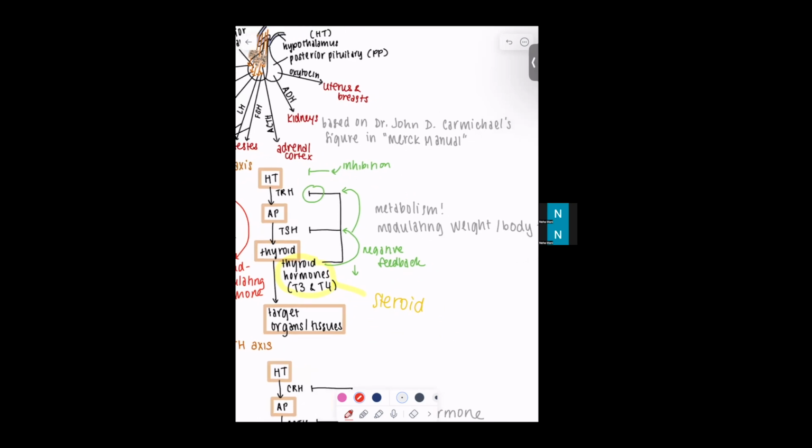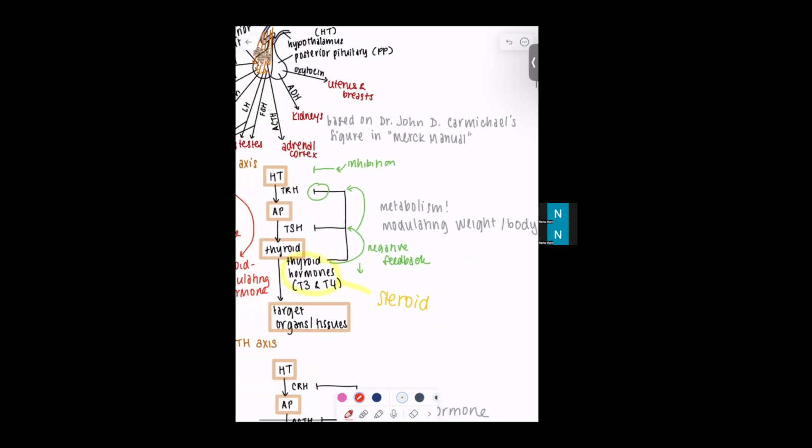Typically, thyroid hormones are really important for metabolism, so for modulating weight and body temperature and other things. Usually any sort of disorder involving either hyper or hyposecretion of these hormones, and we'll talk about that towards the latter half of this video, revolves around metabolic effects, so either gaining or losing weight, issues with thermoregulation, etc.